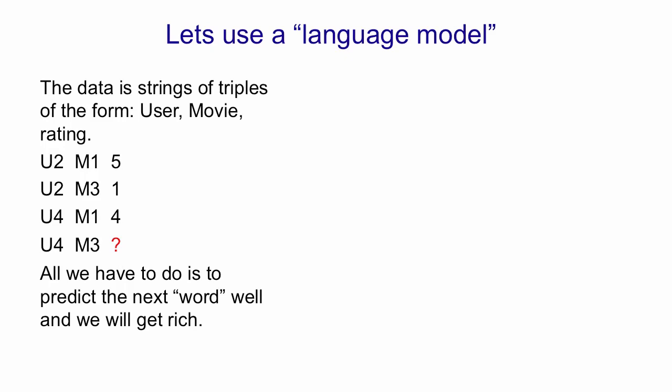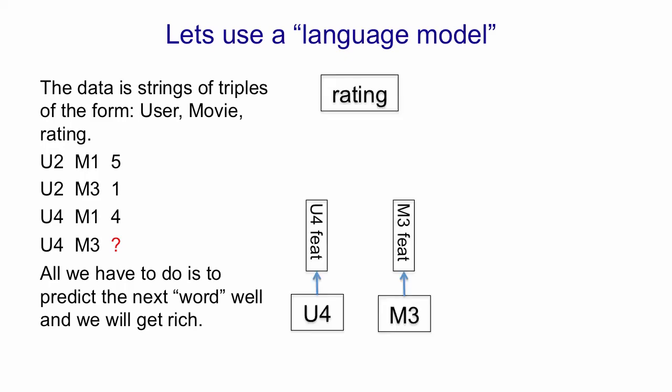So if we built a language model, what we would do is we'd convert each user into a vector of features for that user, that is, a vector that we learned, and we convert each movie into a vector of features for that movie, a vector that we learned, and from those two feature vectors we'd try and predict the rating. Now, the obvious way to do this is to put in a big hidden layer and make the feature vectors feed into the hidden layer and then have the hidden layer predict the rating.